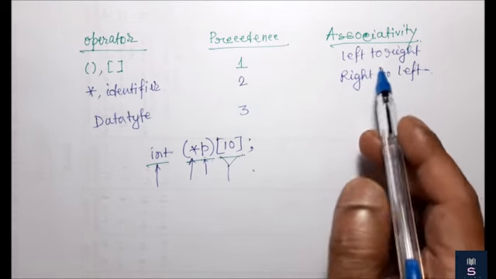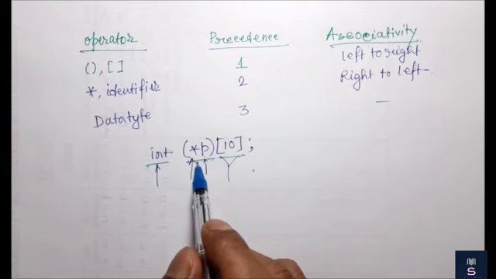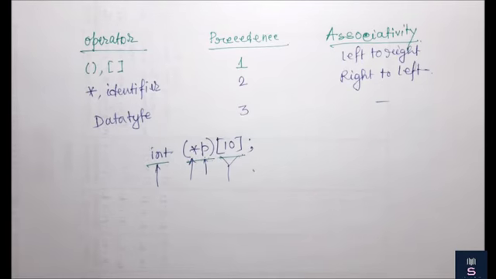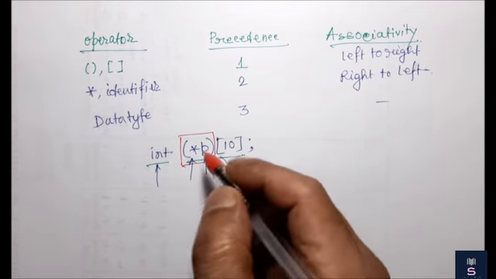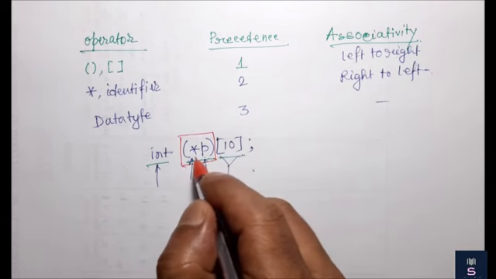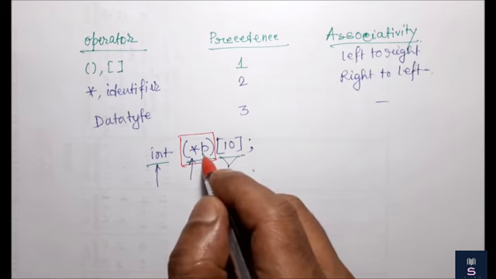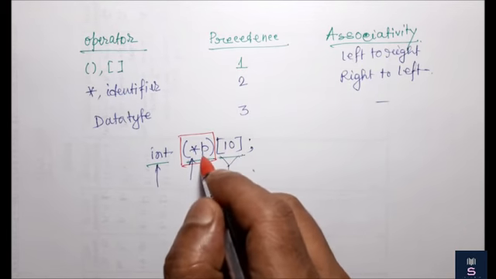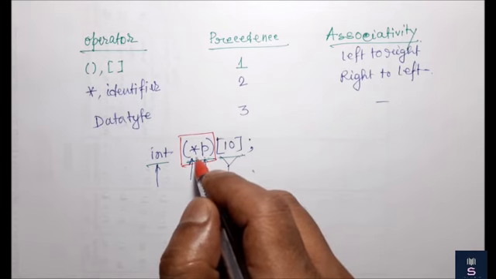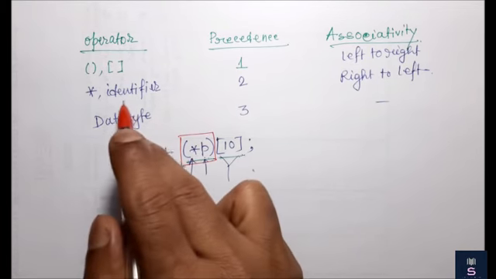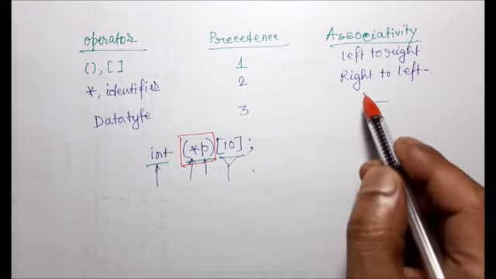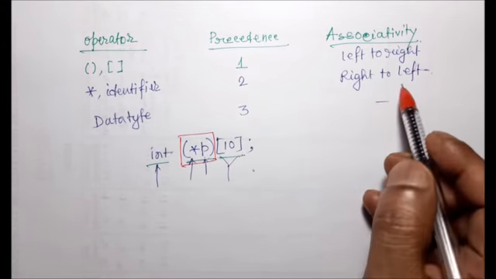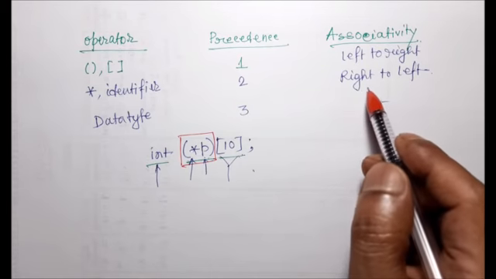So left to right, I will read from left to right. So I will consider this one first. Within this bracket we have the star operator, and p is the identifier. So which one is first, star or identifier? Both have the same precedence, that is 2, and we have to consider the associativity with this identifier and the value at address operator.